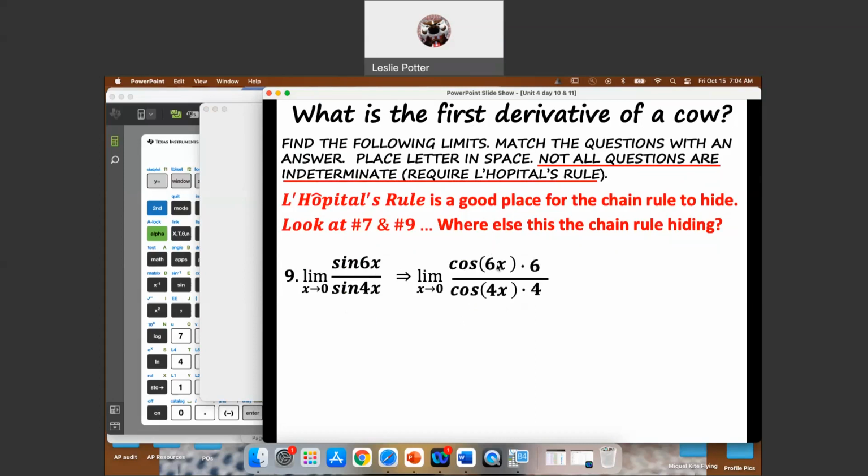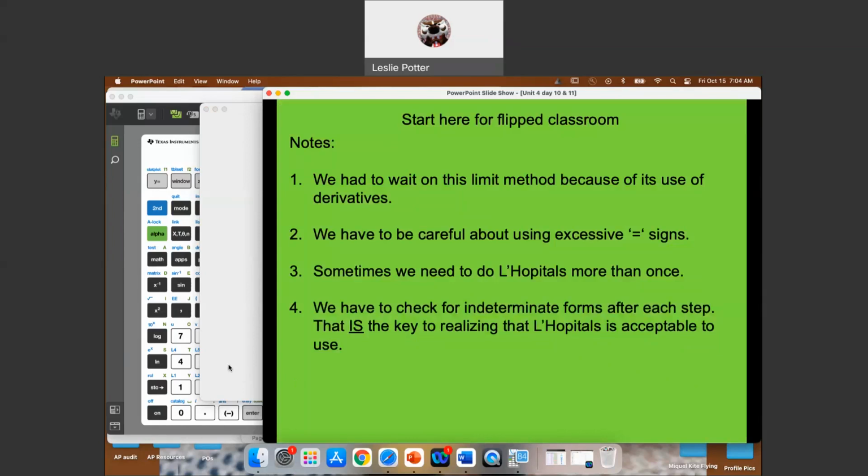Now we plug in 0. So we get cosine of 0 times 6, which is 1 times 6. We get cosine of 0 on the bottom times 4, which is 1 times 4. So we have a limit of 6 over 4, which is letter B. And then we can put letter B into the puzzle. Okay, so when we get back into the classroom, we'll go over the takeaways, do those types of questions, and finish up the puzzle.